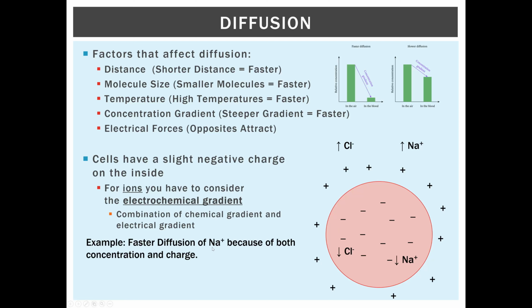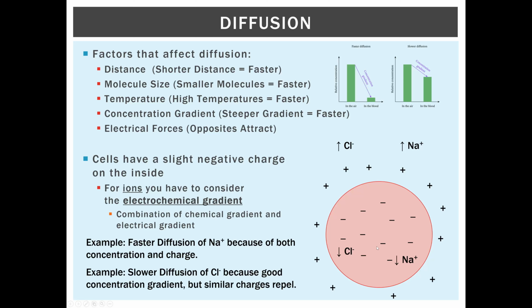So if we talk about diffusion of sodium ions and the diffusion of chloride ions, sodium is going to diffuse faster because it has both the concentration gradient and the charge in its favor. So it will want to go from high to low, right? So high outside, low inside. So sodium will want to diffuse into the cell. And then the charges are in its favor as well. Sodium is positive and the inside of the cell is negative.